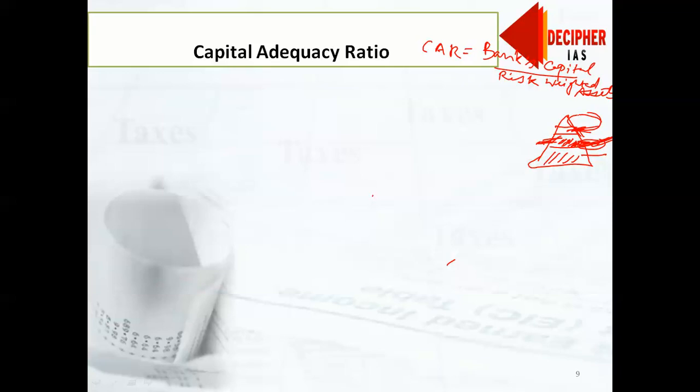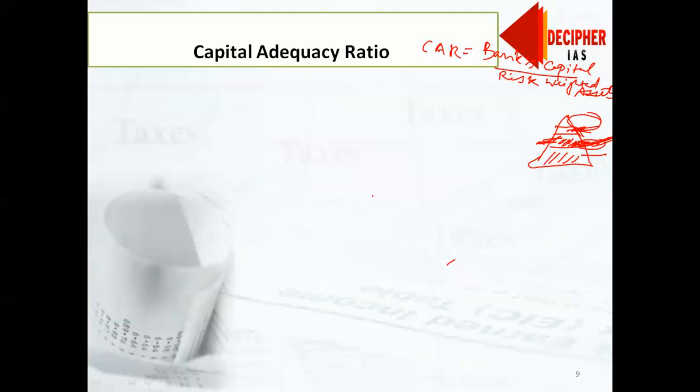Now the risk weighted assets, what does it take into account? It takes into account the credit risk as well as market risk faced by the banks. Now credit risk is the credit which is not coming back due to defaults. Market risk refers to the risk to a bank resulting from movements in market prices, in particular changes in the interest rate, foreign exchange rates, as well as equity and commodity prices.